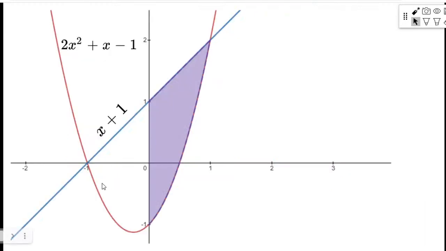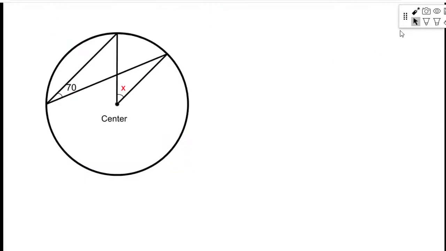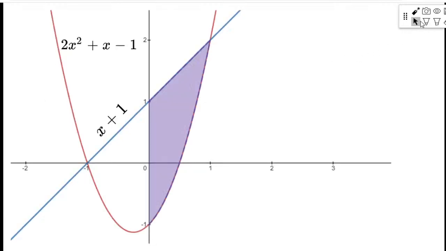So in these questions we are required to find the area of the shape. Oh, sorry guys. How to define the area? We have the functions here. It's x plus 1, and this one is a parabola, 2x squared plus x minus 1.